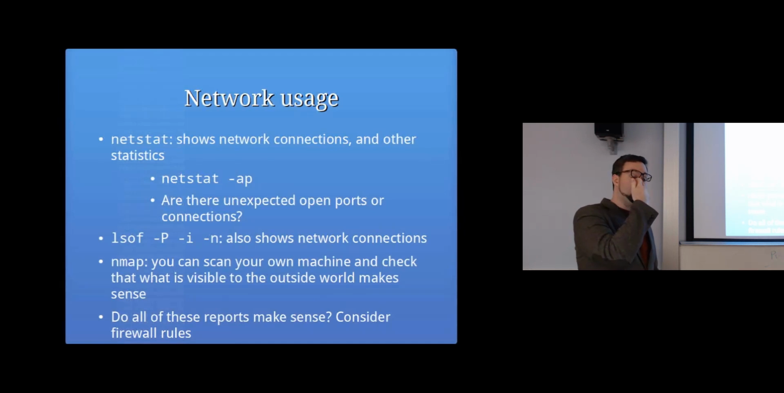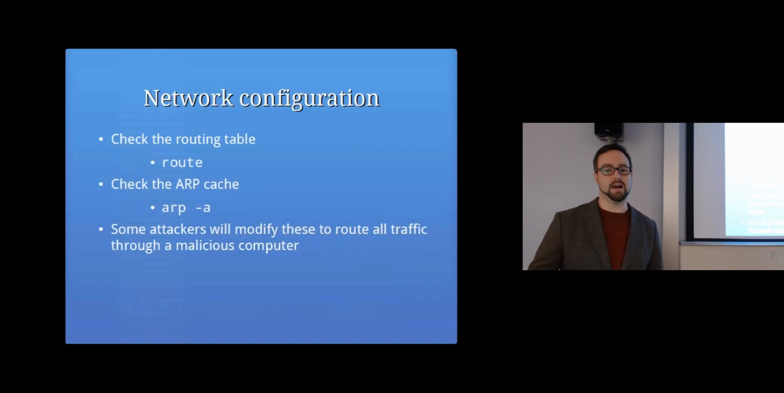And do all these reports from all these different programs make sense? And are they consistent? Because if it's inconsistent, then maybe one of these tools has been replaced with a Trojan horse, and the rest are telling you the truth, or vice versa. Think about your firewall rules, and are all these things that are coming back what you expect from the system?